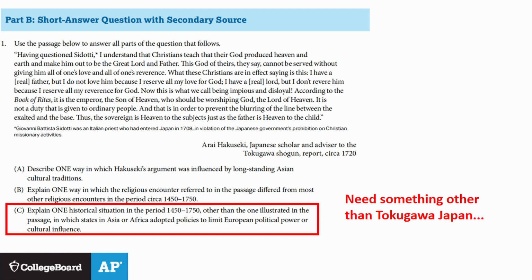Explain one historical situation in the period 1450 to 1750 other than the one illustrated in the passage in which states in Asia or Africa adopted policies to limit European political or cultural influence. So we just need an example outside of Japan.